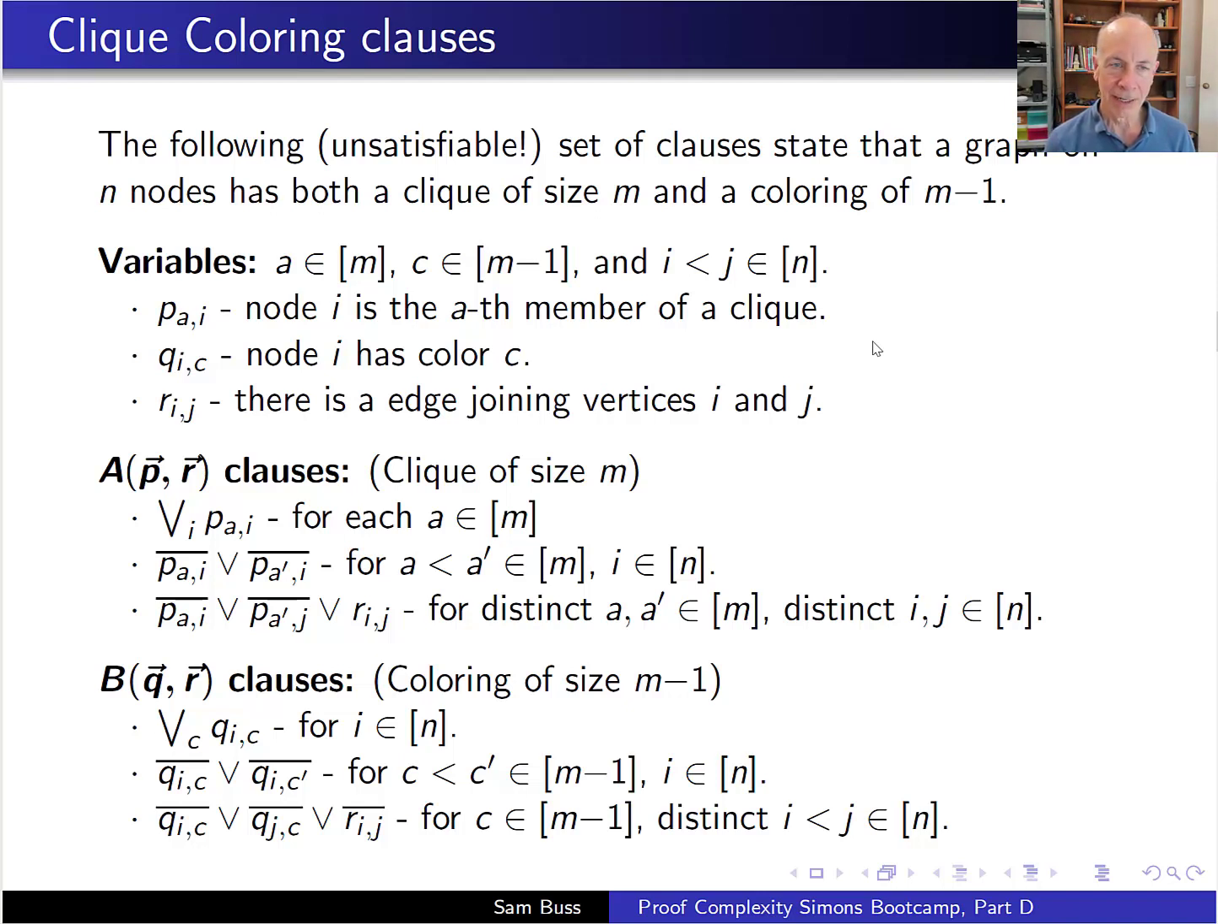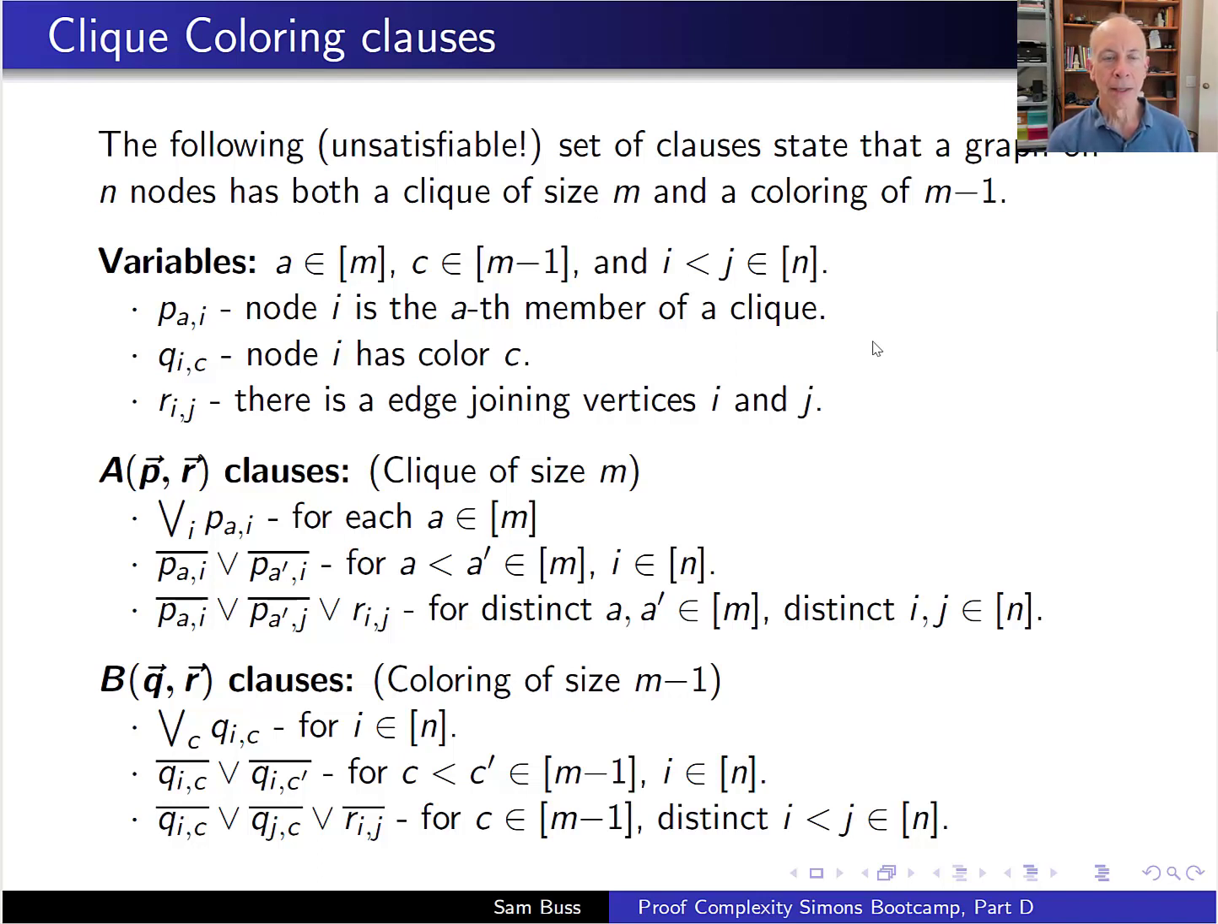a graph on n vertices not being able to have both a clique of size m and a coloring of size m minus 1. So a clique of size m says there's m vertices which are all adjacent pairwise to each other, and a coloring of size m minus 1 says there's an assignment of m minus 1 distinct colors to all the vertices such that no two adjacent vertices get the same color. So you can't have both of these because there would be no way to color the vertices inside the clique of size m.